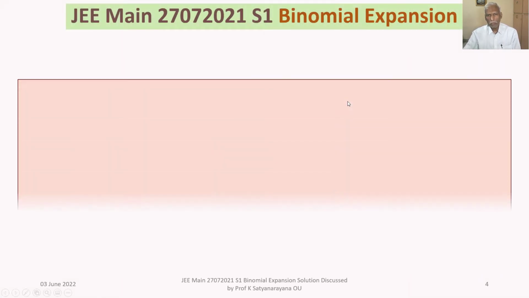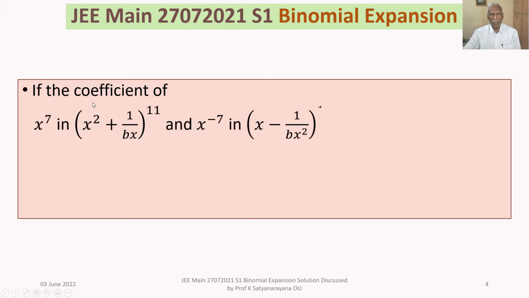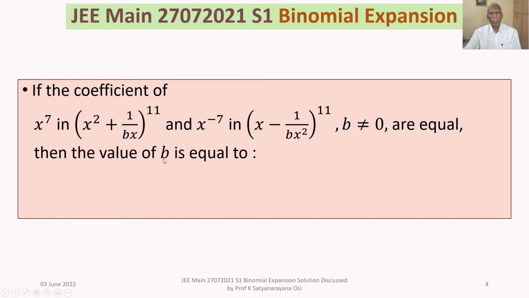The problem is, if the coefficients of x power 7 in (x square plus 1 by bx) whole to the power of 11 and x to the power of minus 7 in (x minus 1 by bx square) whole power 11, where b not equal to 0, are equal, then the value of b is equal to, the four options are given to us. Option 1, 2, option 2, minus 1, option 3, 1, option 4, minus 2.